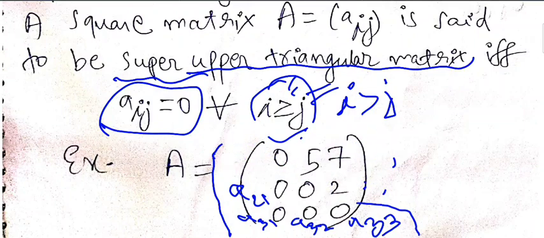What happens in upper triangular matrix? In upper triangular matrix these elements are non-zero. But in super upper triangular matrix, even these elements, the principal diagonal elements, will also become 0, and only these elements will form a triangle. Got it? So that is why it is being called a super upper triangular matrix.